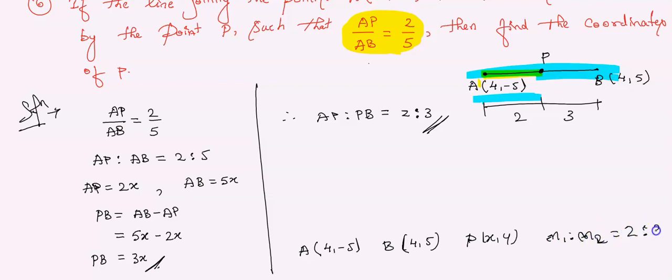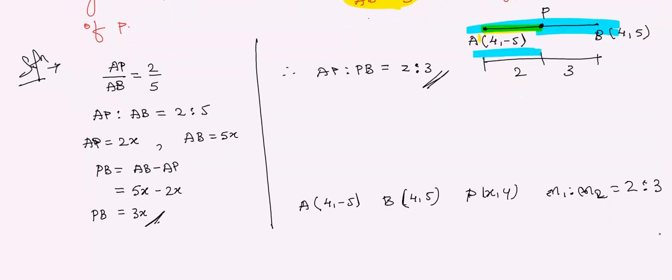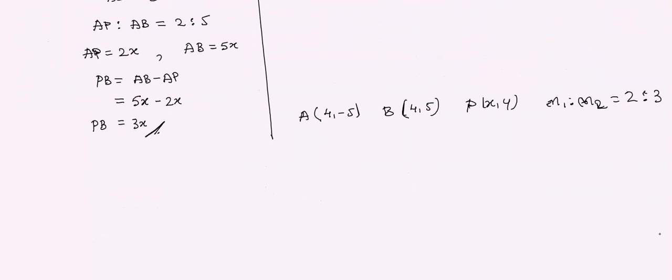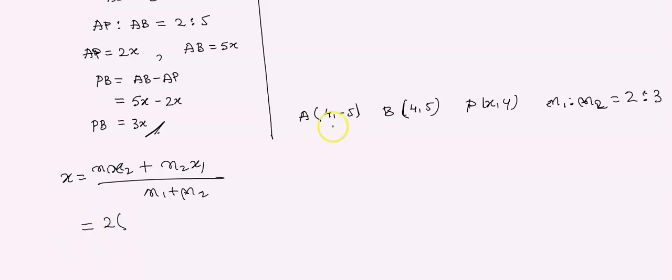It is dividing in the ratio m1 is to m2 equals 2 is to 3. Understood? Now, as given in the question, AB is the line and P is the point dividing it. So we have to use the section formula. What is the section formula? x is equal to m1 x2 plus m2 x1 by m1 plus m2. Correct? Yes or no? How much is m1?